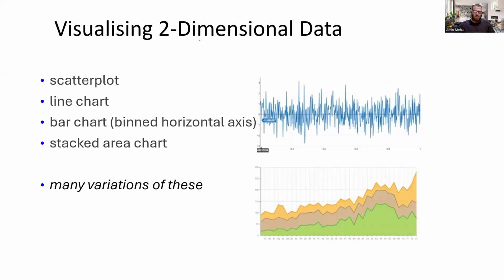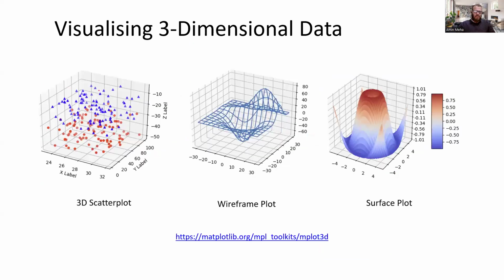This is two-dimensional data. Scatter plot we can do, line plot, bar chart, stacked area, etc. This is three-dimensional. We can do that too. We have x1, x2. We have here x1, here x2, and here we have y. And this is for multivariate.